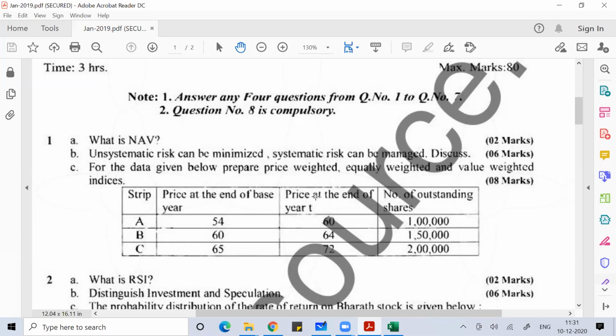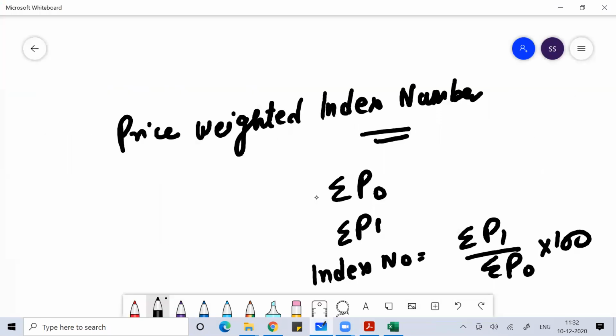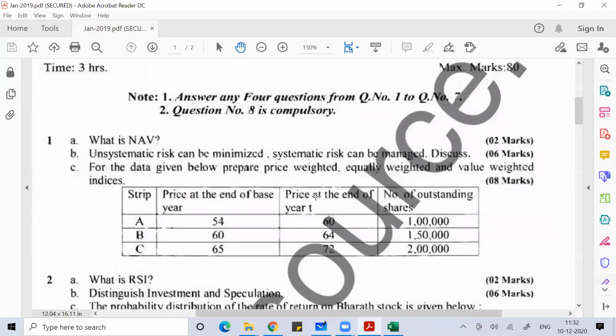So here when we look into the index calculation, when I'm talking about the price index methodology, we only look into the price. So the price at the end of base year, the price at the end of current year. Now the question is, what is base year?